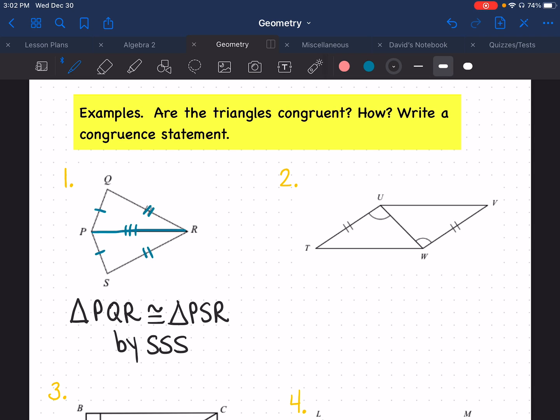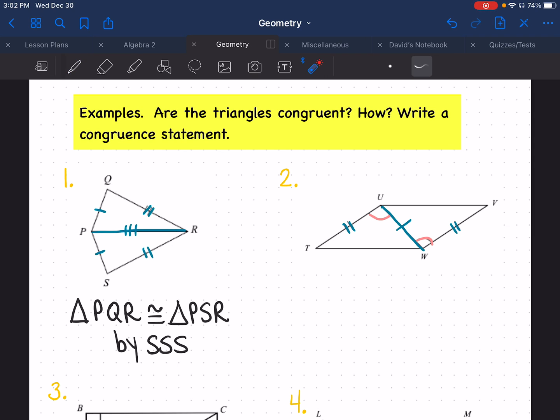All right, let's take a look at number 2. The first thing I notice is that I have 2 and 2, so those two sides match each other. I have angle U and angle W with the same arc mark, which means they are equal to each other. And then I notice the trick once again. UW is in both triangles, so by the reflexive property, it has to be equal to itself.